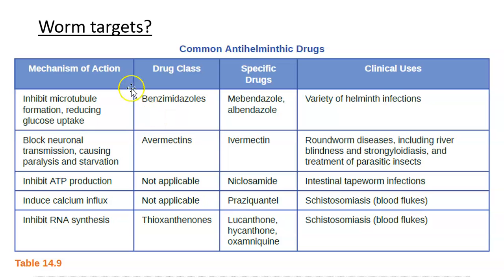And you can see we've got a variety of different things, from microtubule formation being inhibited to reducing glucose uptake, and that is going to basically result in paralysis of the worm, and also a lack of energy because they can no longer get their glucose in there. With the avermectins, you can see, again, paralysis going on there for those cells. And then a variety of other things that are going to target things from ATP synthesis to calcium influx that's going to be necessary for these guys to actually have the proper electrolyte balance.